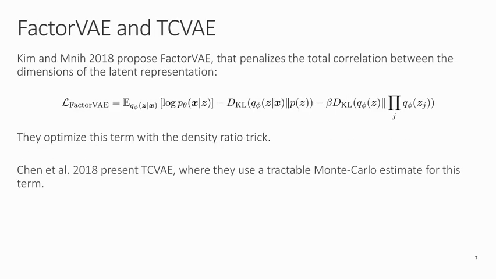Kim and Mnih propose FactorVAE that penalizes the total correlation between the dimensions of the latent representation. They optimize this term with a density ratio trick. Chen et al. present TCVAE, where they use a tractable Monte Carlo estimate for this term.